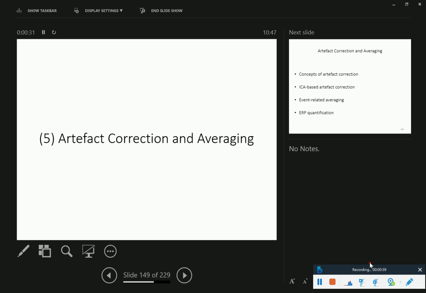Averaging meaning computing event-related potentials. And there's actually not that much to discuss about this. The main thing is on artifact correction.